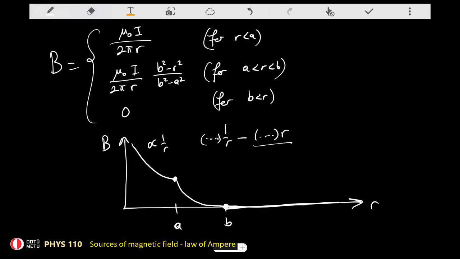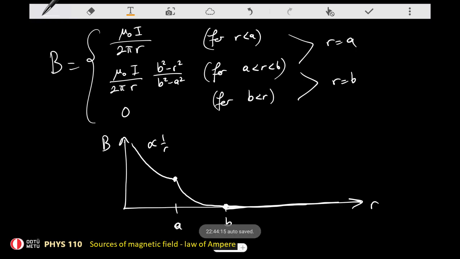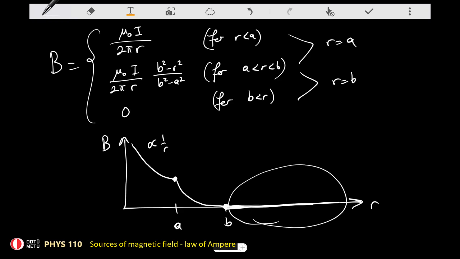You can easily check that. Apart from the dimensions, you can easily check that the value of the magnetic field at r equals a and at r equals b, you can compute these values by using either of the two alternative expressions, and you can see that they match up. So as a result, the magnetic field is a continuous function, and it has this kind of behavior. The significant feature in here is that there is no magnetic field outside.